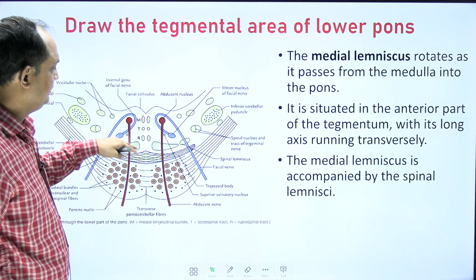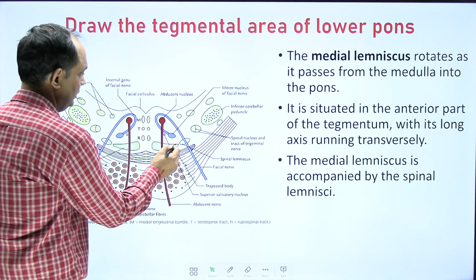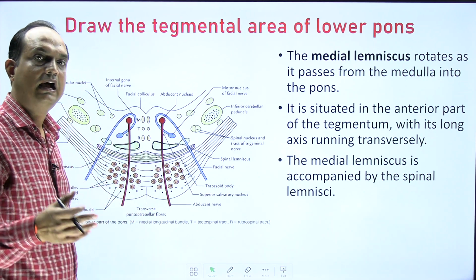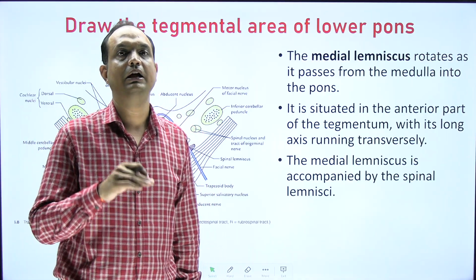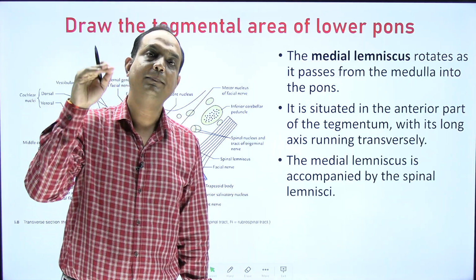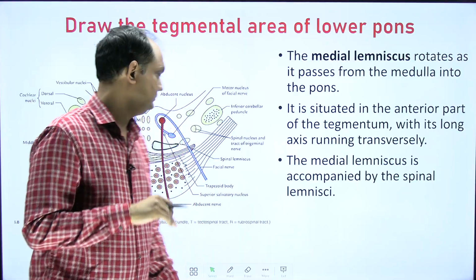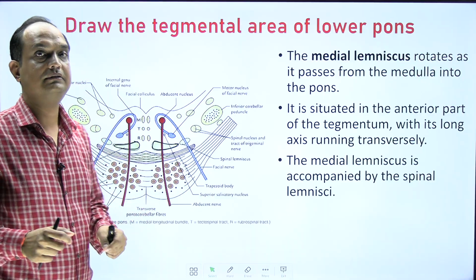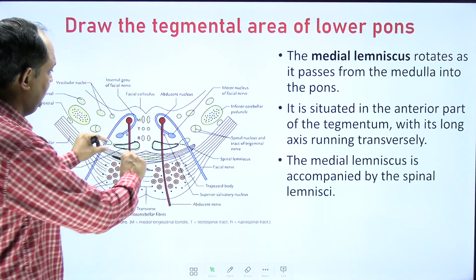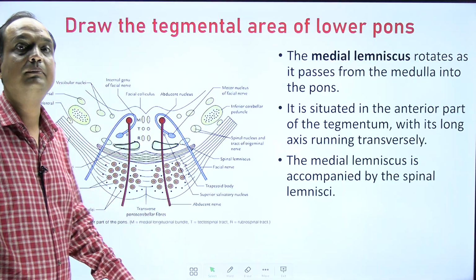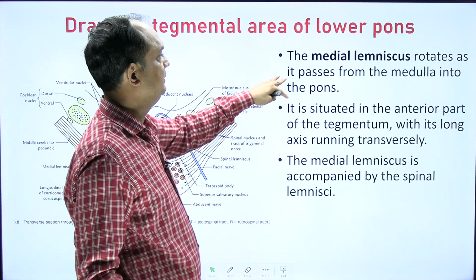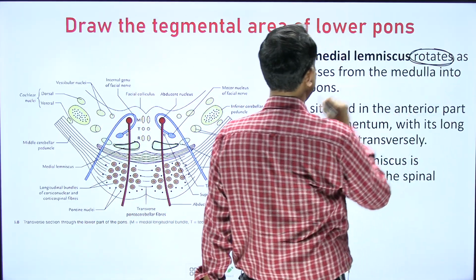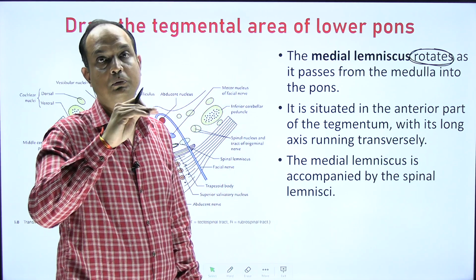Now just above this, you have to draw the lemnisci. Which lemnisci? Medial lemniscus. If you have the idea about the section of the upper part of the medulla, in the upper medulla you have the medial lemniscus which starts from the sensory decussation. At that sensory decussation it is longitudinally arranged, but here it is horizontally arranged. That means the fibers rotate. So it is important to understand that the medial lemniscus rotates as it ascends from medulla to pons.